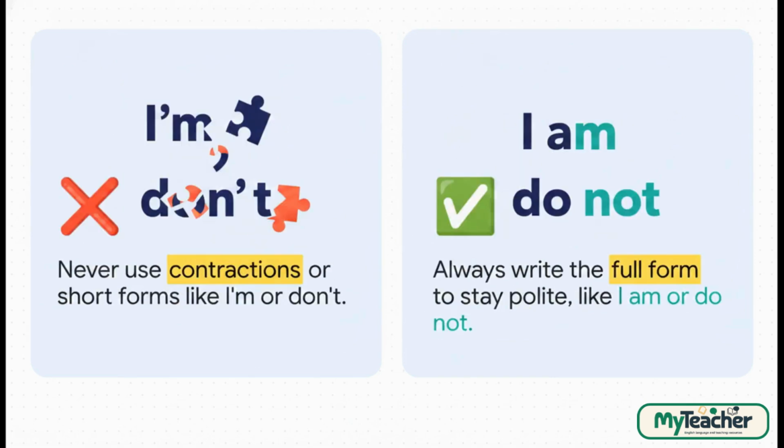And here is our second golden rule. In formal letters, we have to stay polite at all times, which means we never use short words or contractions. So instead of writing I'm or don't, you must always write the full form, I am or do not. Taking that extra second to write the full words makes a massive difference in how professional your English sounds.